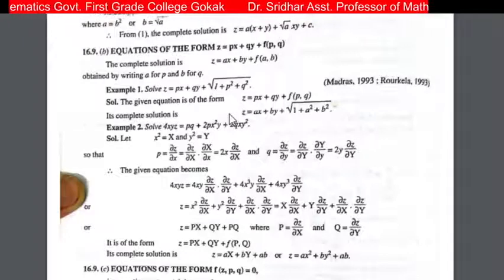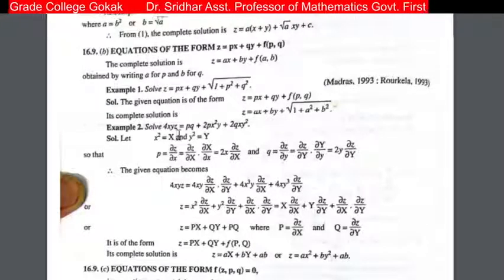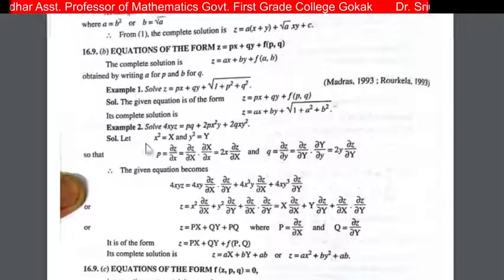So if the given problem is already in the standard form, then the solution is very easy. Suppose the given problem is not in the standard form, then we have to reduce that equation into a standard equation by making some substitutions. So here example 2, solve 4xyz equals pq plus 2px square y plus 2qxy square. Now this problem is not in the standard form, so we make a substitution.